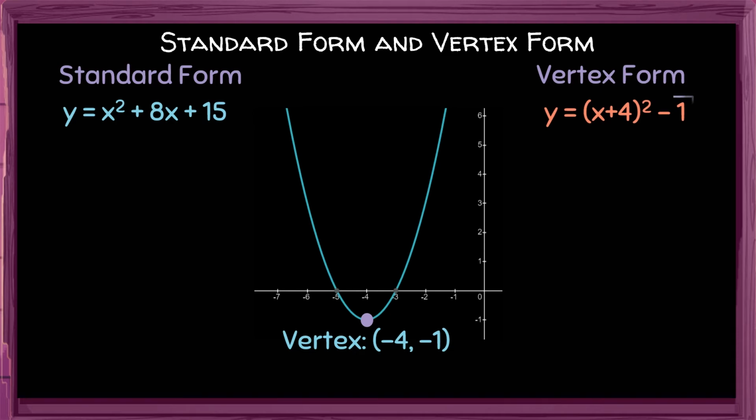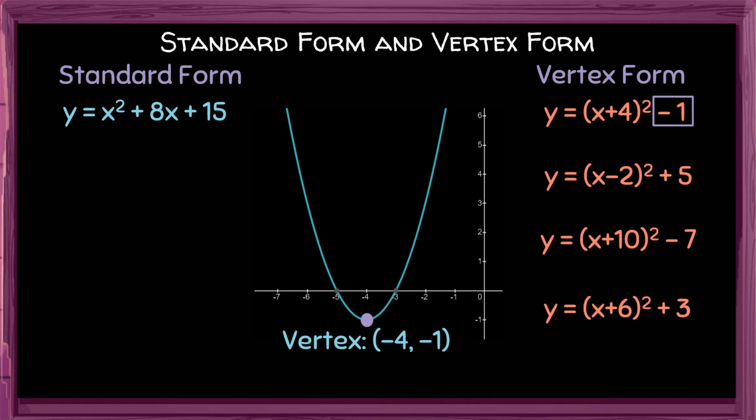I see a -1 at the end of the vertex form equation. Is that what you mean, teacher? Yes, it is, Wendigo. Whenever we write a quadratic equation in vertex form, there's a number like this hanging off the end. Here are some examples.